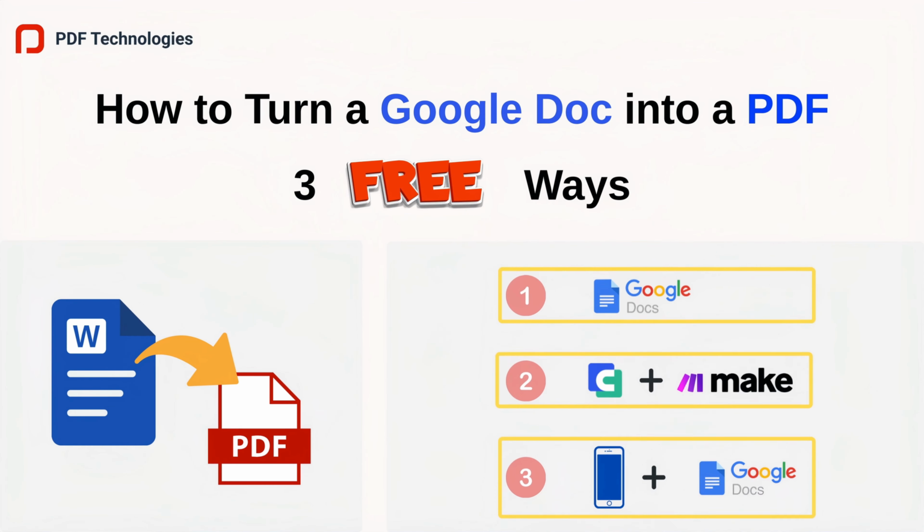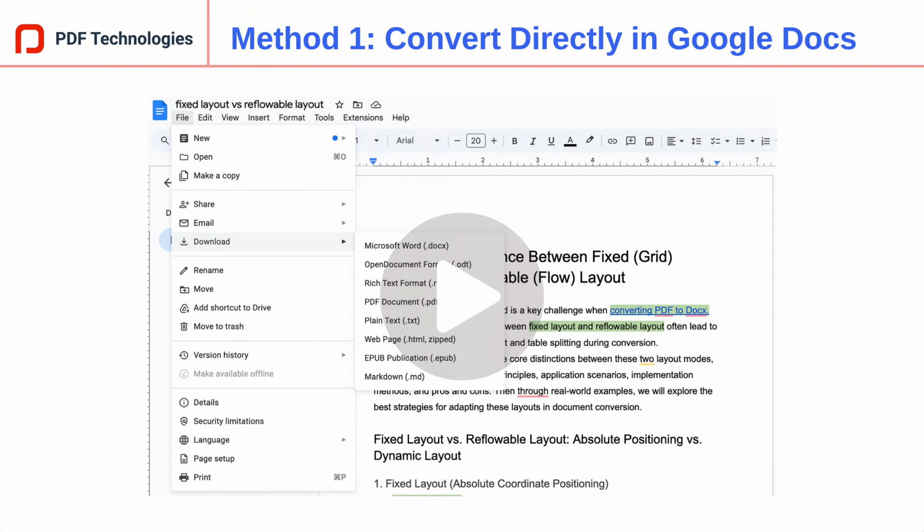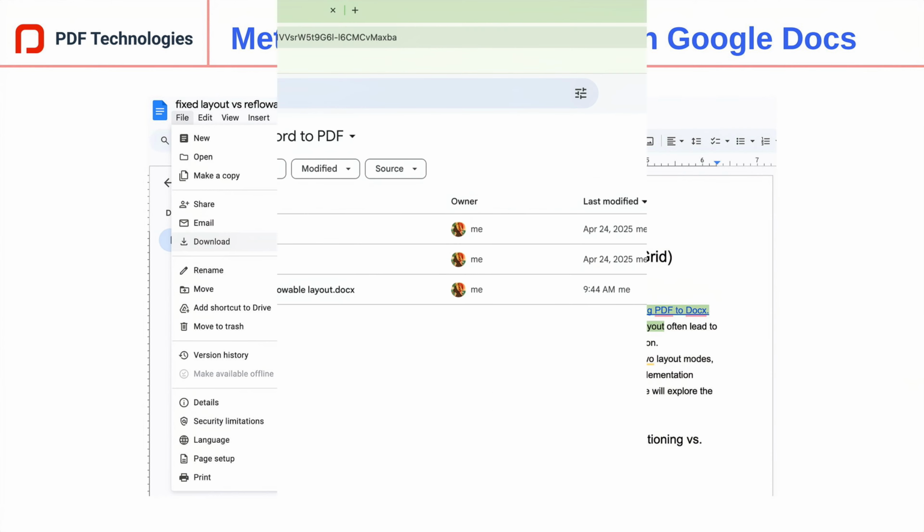How to convert your Google Docs to PDF for free. Here are 3 easy ways to do it. Method 1. Convert directly in Google Docs.